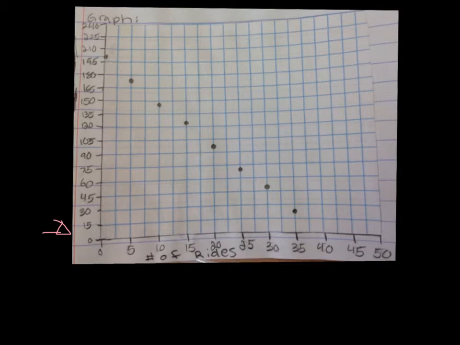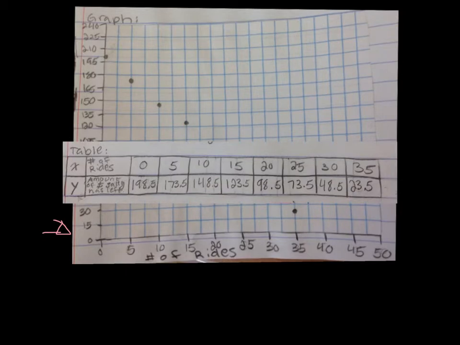So, I used the table to fill out the graph. I will show you the table in just a minute. This right here is the table. You see, there's the start value, which I put right here. The next value was 173.5, which was by 5s. So I put that right there.